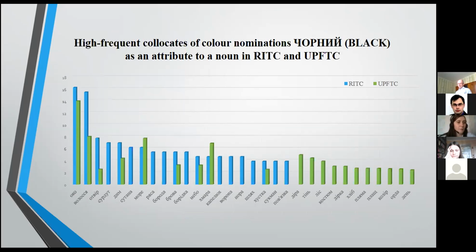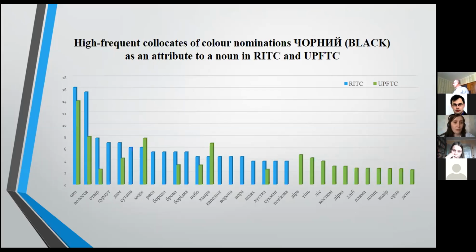The figure presents high-frequent collocates of color Чорний. 20 most frequent collocates are taken into consideration. The most frequent collocates of color nomination Чорний in both corpora are око, волосся, but their frequency are different, especially for the collocate волосся. The frequency of collocation Чорне волосся is twice as much in Roman Ivanychuk text corpus than Ukrainian prose fiction text corpus. Collocates such as брова, небо, хустка are much more frequent in Roman Ivanychuk's text corpus. Collocates like море, хмара are much less frequent than in Ukrainian prose fiction.